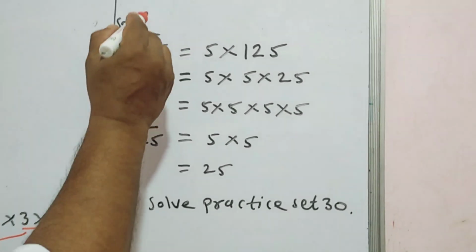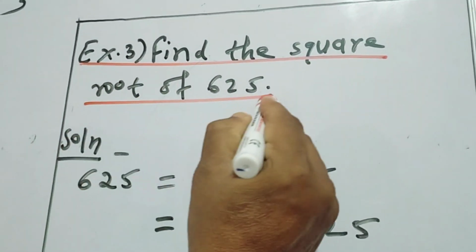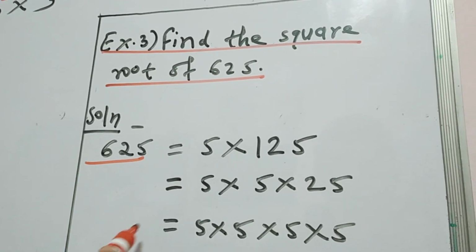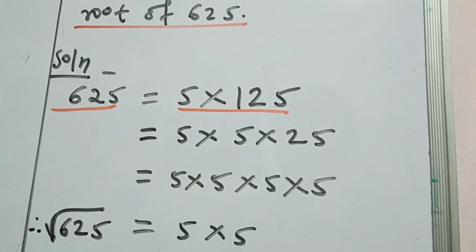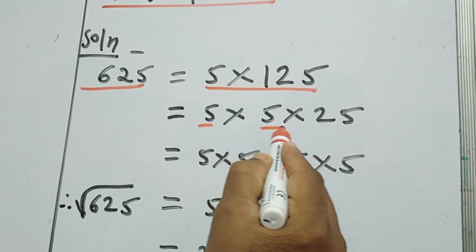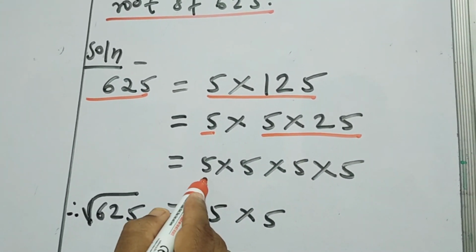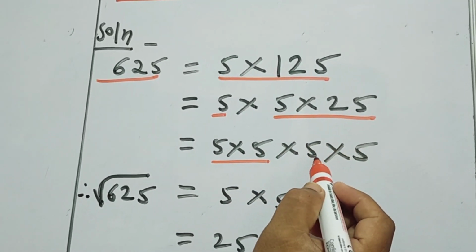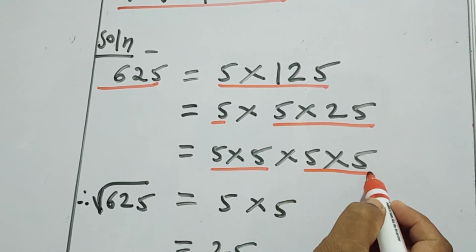Third example, find the square root of 625. First find factor. 625 equal to 5 into 125. Then 5 is fixed. Find factors of 125. 5 into 25. Then first two 5s are same. Then 25. Factors of 25 are 5 into 5.